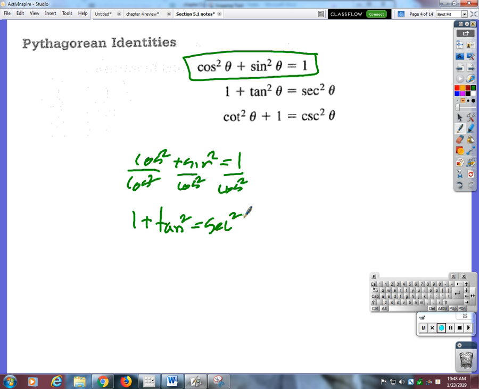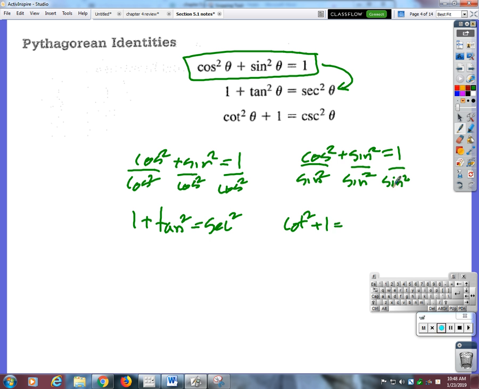So you can take this one and you can get this identity, or you can take this one and instead of dividing by cosine squared, if you divide by sine squared, then you get this thing for free, because cosine divided by sine is cotangent, so cosine squared divided by sine squared is cotangent squared. Sine squared over sine squared cancels and gives you 1, and 1 over sine squared is cosecant squared, okay? So if you just remember sine squared plus cosine squared equals 1, then you get the other two for free, okay?